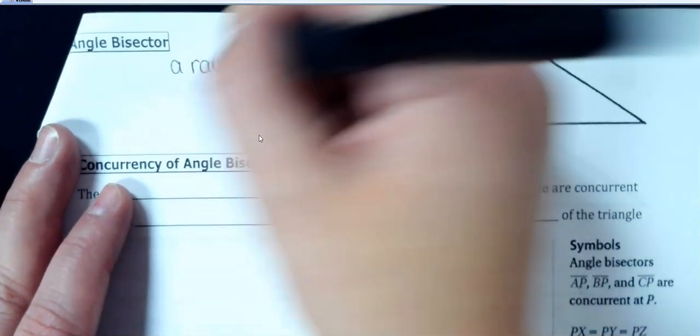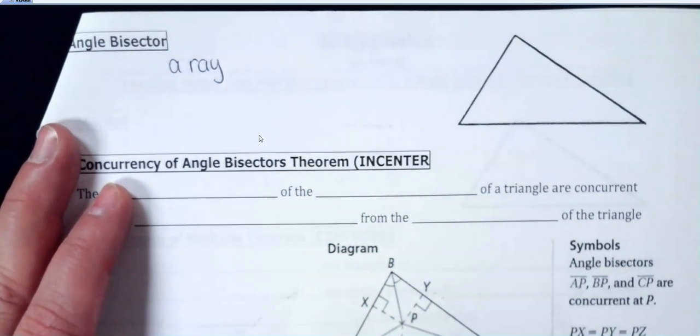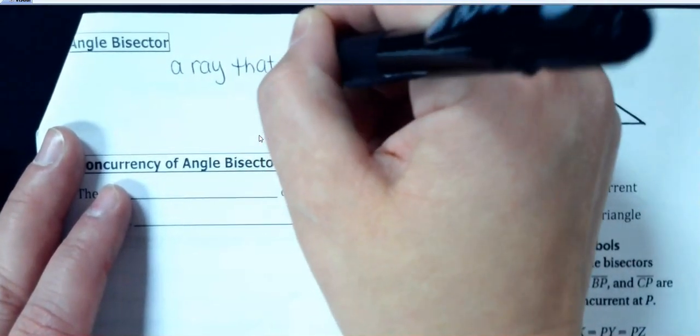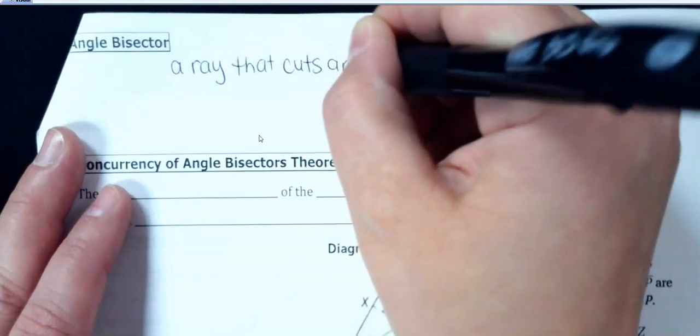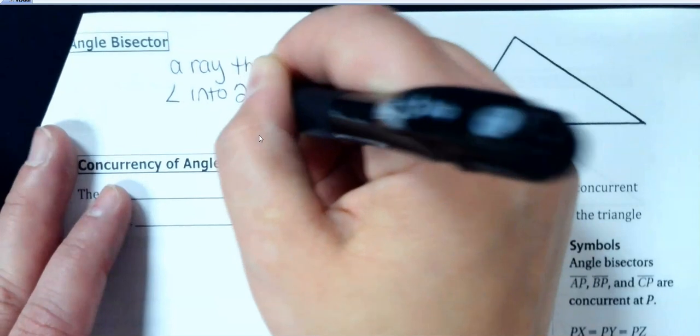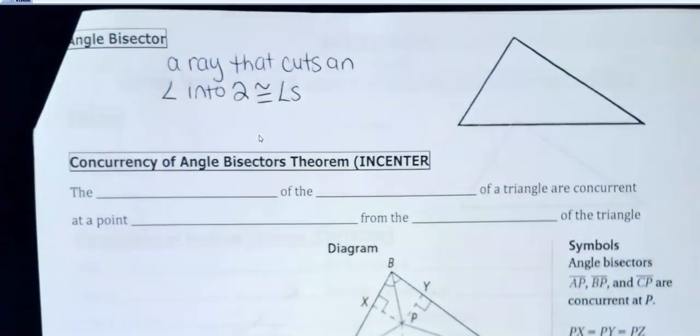it's usually a ray. It could be a line, it could be a segment, but I'm going to write a ray that cuts an angle into two congruent angles. So going right down the middle of an angle.